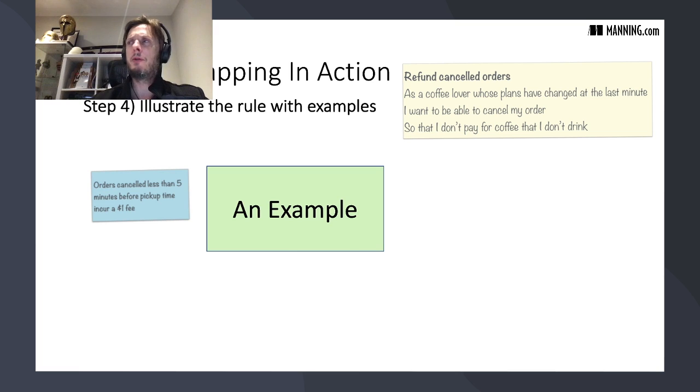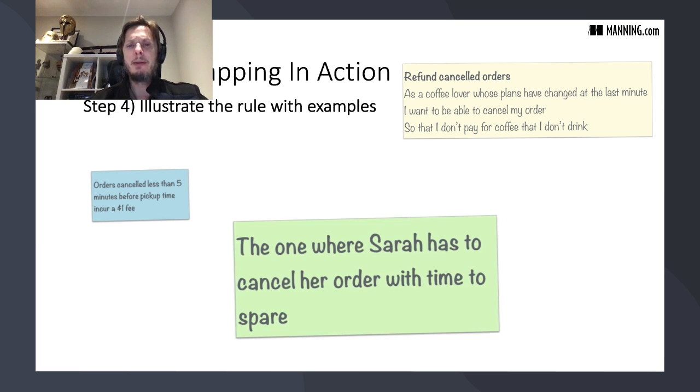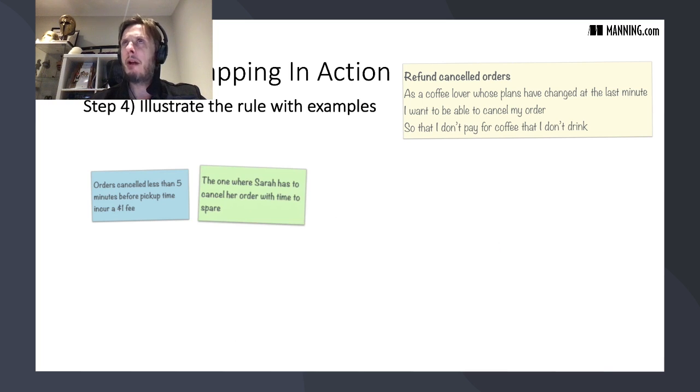So examples, if you've done example mapping, there's a lot of similarity with feature mapping and example mapping in the notation because it's kind of deliberate. It's the same communities that do both techniques. The example we might have is the one where Sarah has to cancel her order with time to spare. So that means she won't get a penalty fee. So far, we have a rule and we have an example.